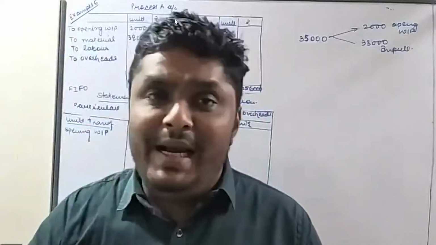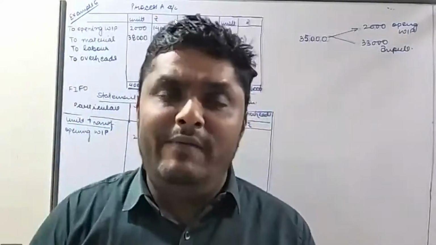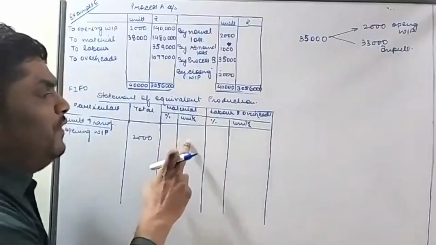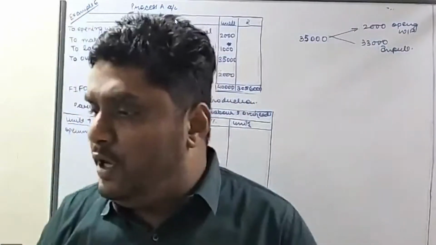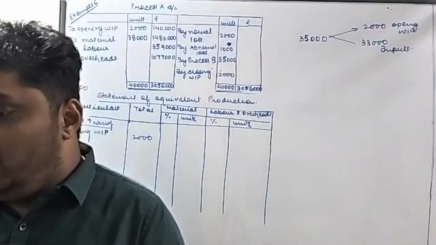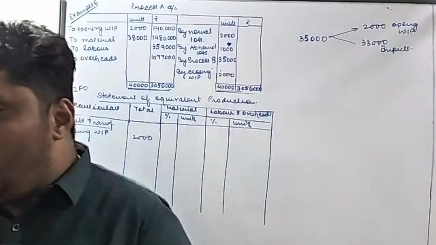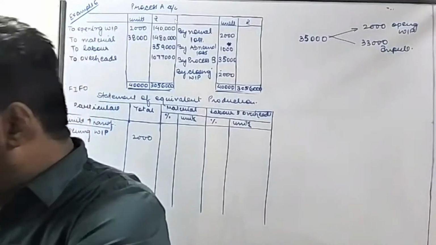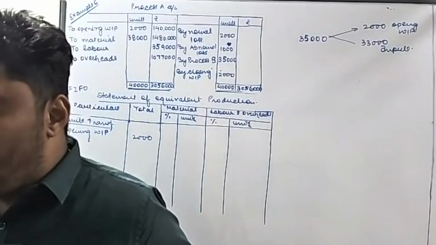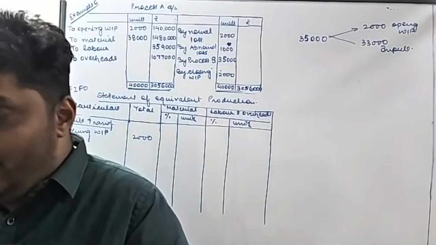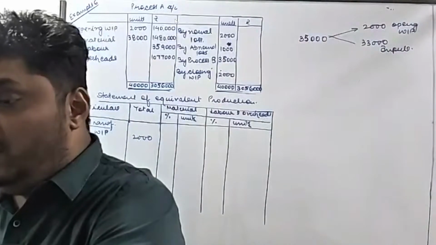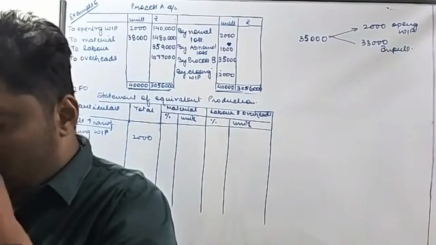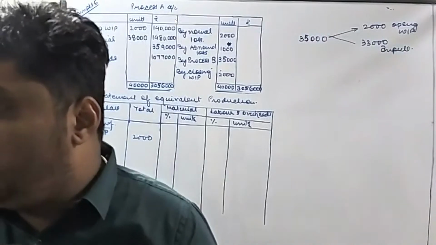So can you guys tell me? I just want answers from every one of you. Can you guys tell me what will be the number of units for material and labor and overheads? Waiting for your answers, guys. Quick. Let's see who answers first. Can you guys tell me what will be the equivalent number of units for material and labor and overheads for opening work in progress? Yes, everyone, waiting for your answers.